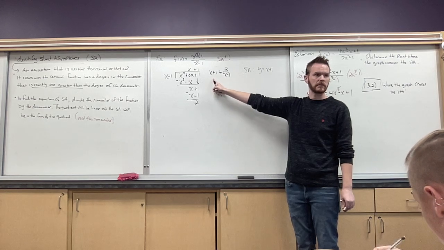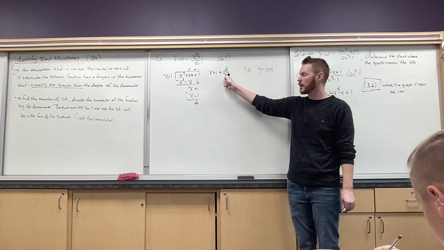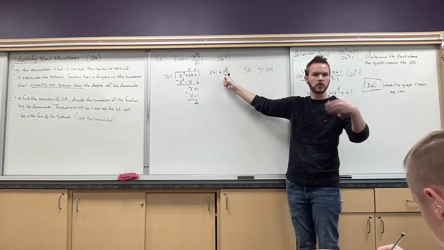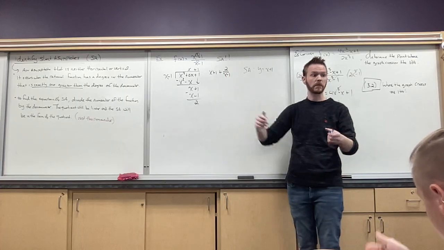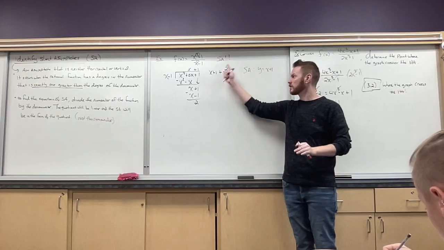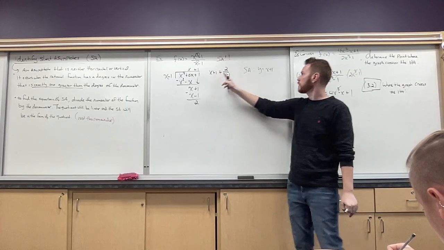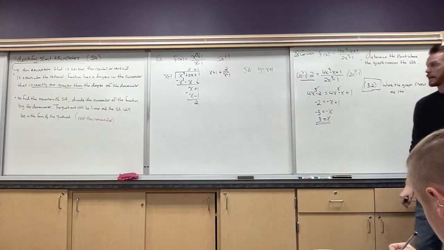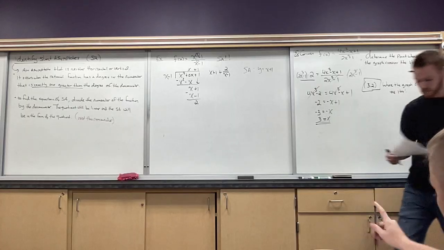Does that make sense? So again, because this number in the denominator, as you keep plugging in x values that are larger and larger, 2 over that large number gets closer and closer to 0, okay? And because of that, this has little to no effect on this guy. So we're only focusing on this as my slant asymptote, okay?